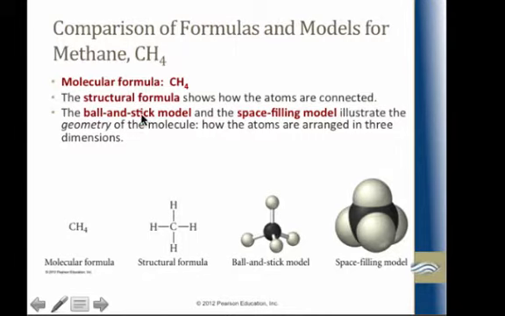There are other kinds of formulas. This CH4, that's called the molecular formula. It shows all the elements and their ratio. Structural formulas contain more information. They actually show the bonds that are between the atoms. The ball and stick model gives a little 3-dimensional aspect, as does the space-filling model.